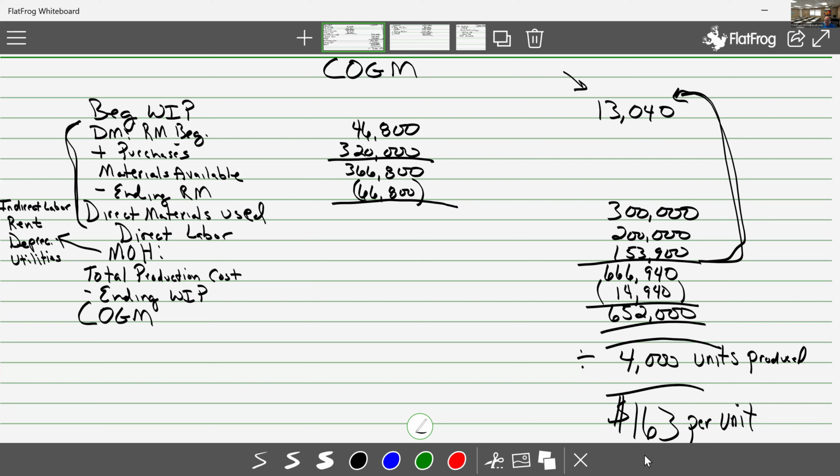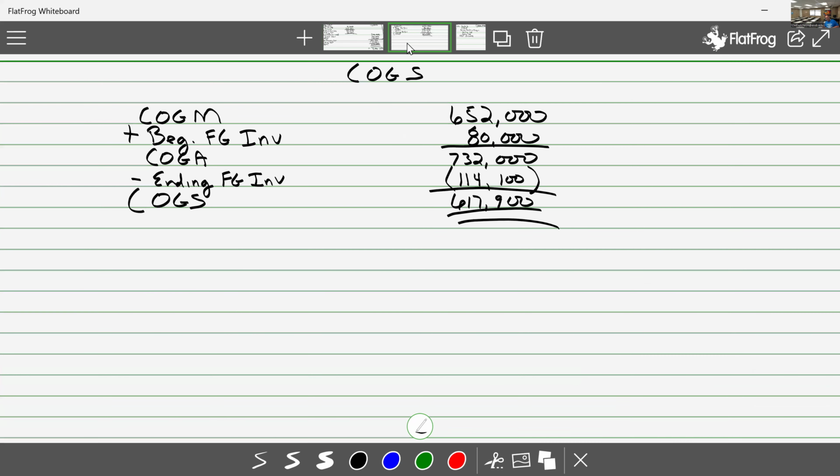So we take our cost of goods manufactured, again, which is the total cost of everything produced. We divide it by the 4,000 units it told us in the problem that we produced this past year, and it totals out to $163 per unit. Right. So as we move on to the next step, it wants us to make an income statement. Before we can make an income statement, though, we need to find our cost of goods sold. So that's what I have here on this sheet.